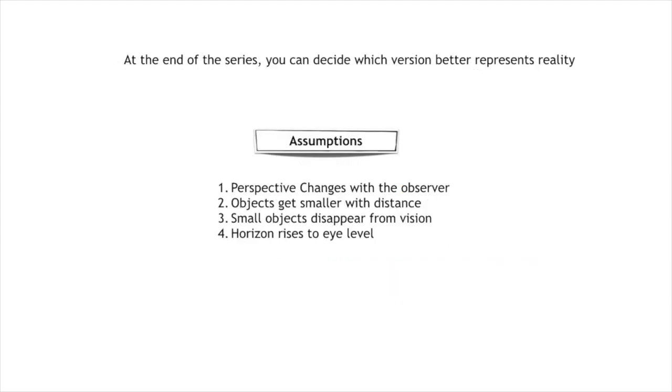These are our assumptions again. Perspective changes with the observer. The objects do get smaller with distance. Small objects do disappear from vision, and the horizon rises to your eye level because it is an optical phenomenon. And the two surfaces above and below your eye line are roughly parallel.